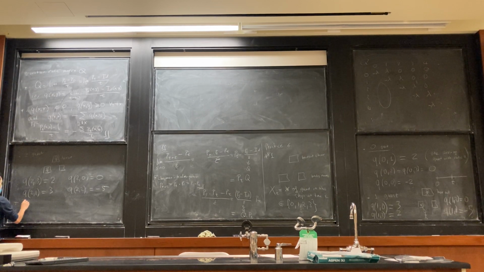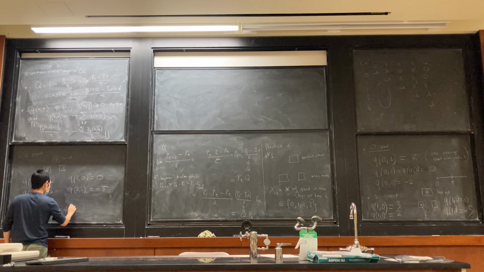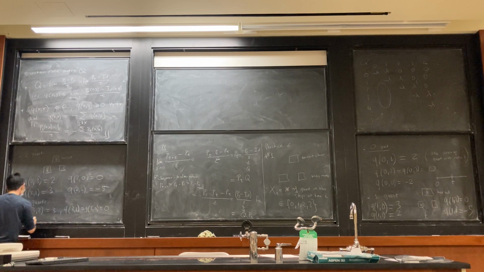Now I have 3 guests in the system. So Q(3,2) is only possible if one guy finishes the haircut, with the rate 3. And Q(3,1) is the same as Q(3,0), which is 0. That's impossible. So I have Q(3,3) is negative 3.